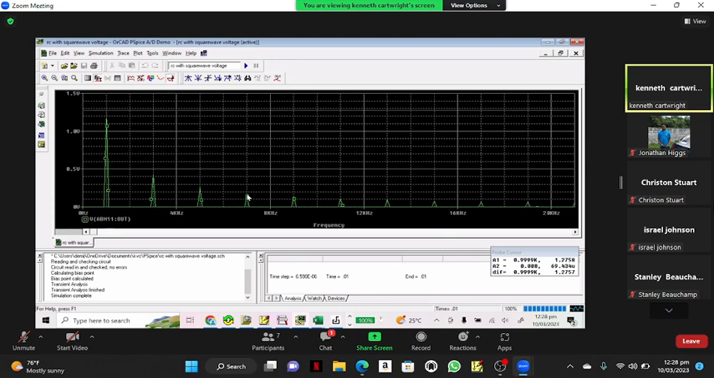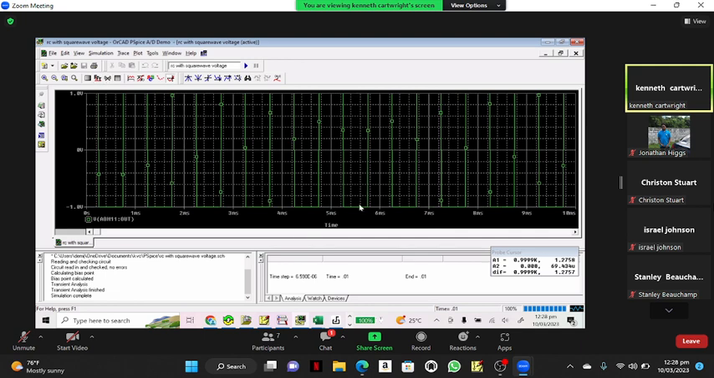So indeed, the minimum frequency is 1,000 hertz. The minimum frequency is 1,000 hertz. Therefore, what should my cutoff frequency be? My cutoff frequency should be less than 100 hertz. All right. Any questions about that? Okay.